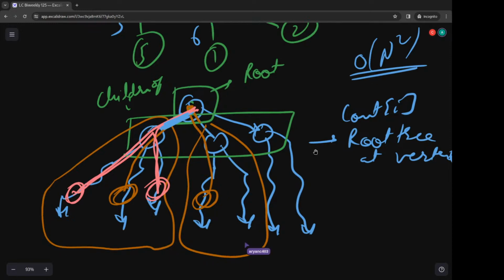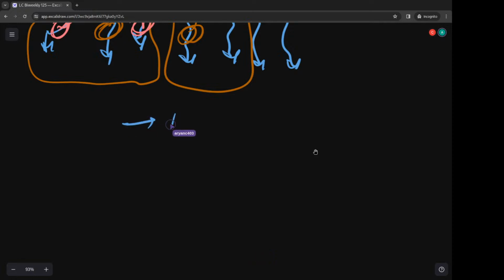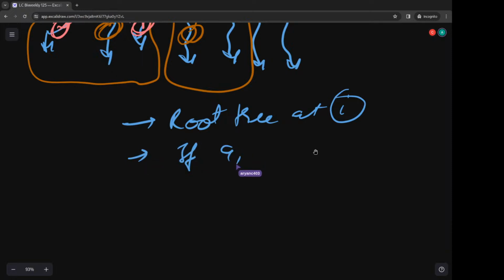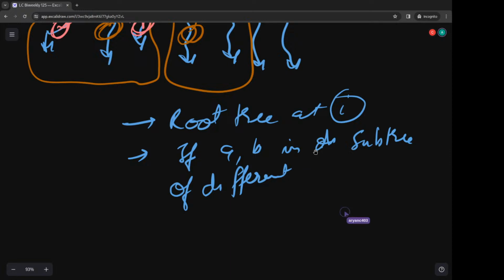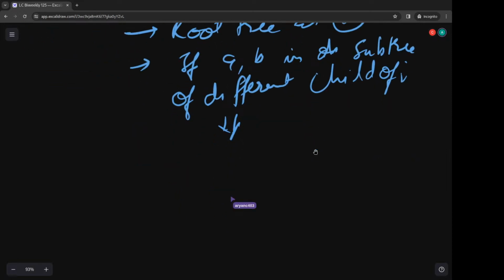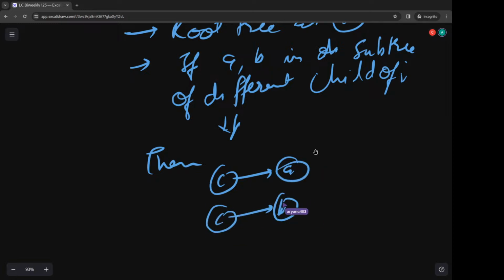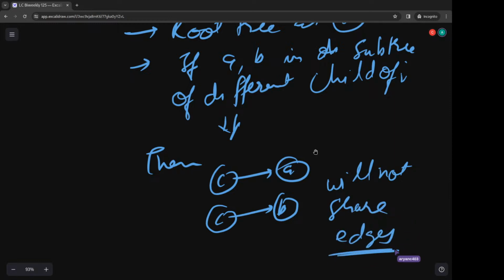So the idea is: root the tree at i. If A and B are in the subtree of different children of i, then C to A and C to B will not share edges. So this is one part.